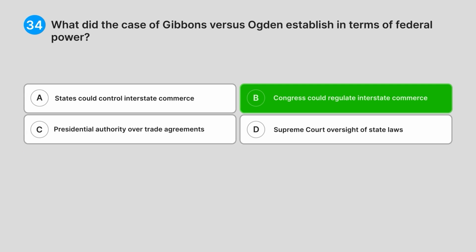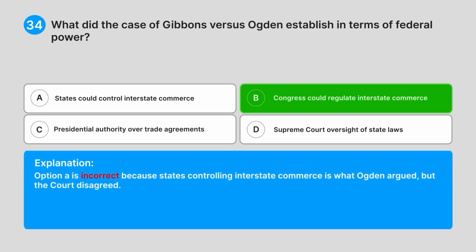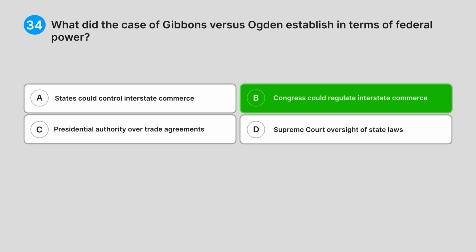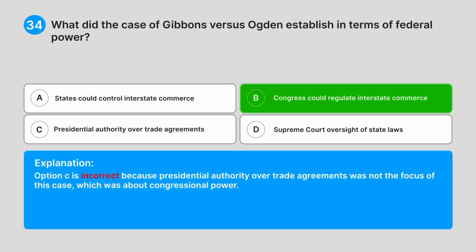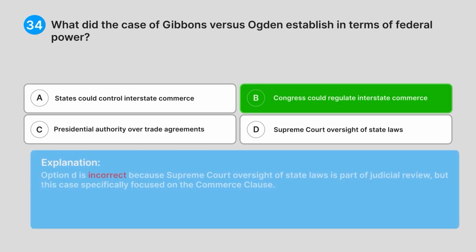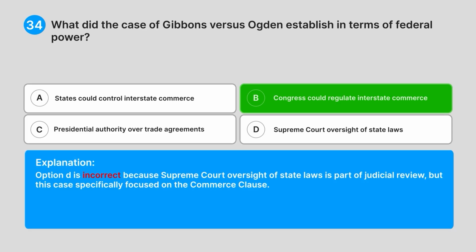federal government. Option A is incorrect because states controlling interstate commerce is what Ogden argued, but the court disagreed. Option C is incorrect because presidential authority over trade agreements was not the focus of this case, which was about congressional power. Option D is incorrect because Supreme Court oversight of state laws is part of judicial review, but this case specifically focused on the Commerce Clause.